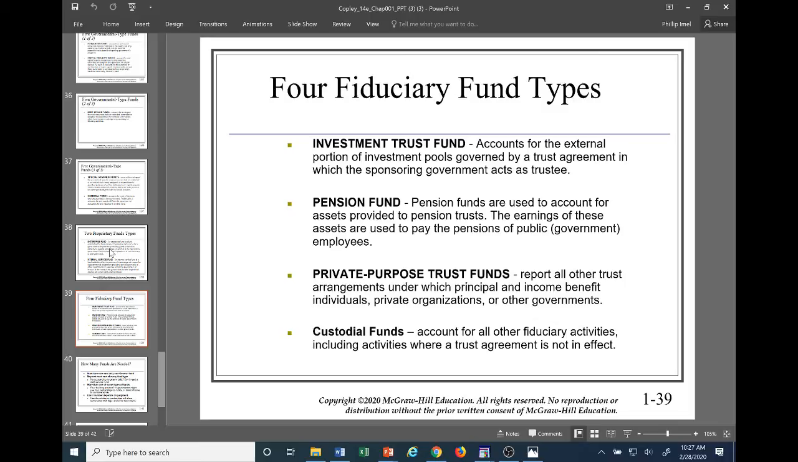So investment trust, we're a government body. We're sponsoring this investment pooling thing. So external governments and people are going to invest into it. We need to keep their funds separate from ours and put it in that trust fund, right? So that's the investment trust. So easy, just plain investment trust. We're sponsoring it. Pension fund, obviously, we know pensions are tied to people that work. So that's what that's for. Private purpose trust, obviously it's for a private purpose that benefits people other than the primary government or its citizens, right? So that's an easy way to think of that one. And custodial, no agreements, just your catch-all, okay? But it's still in a fiduciary capacity.